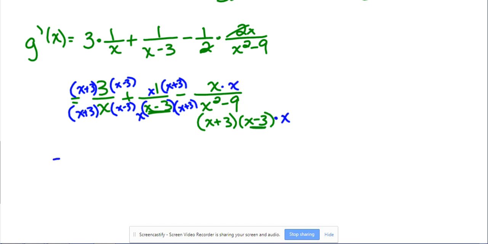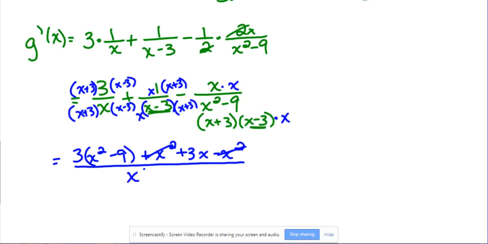All right, so here's what we've got. We've got 3 times, I'm going to go ahead and multiply the x plus 3 times the x minus 3, x squared minus 9. Plus, I'm going to go ahead and multiply x times x plus 3, x squared plus 3x. And then we've got minus x squared here on the end. So that's nice because those cancel. Okay, don't lose your denominator. I've seen that happen before. All right, so then let's distribute that: 3x squared minus 27 plus 3x.